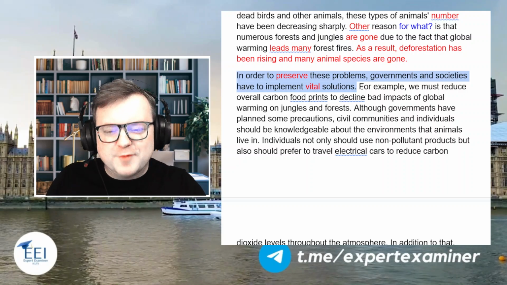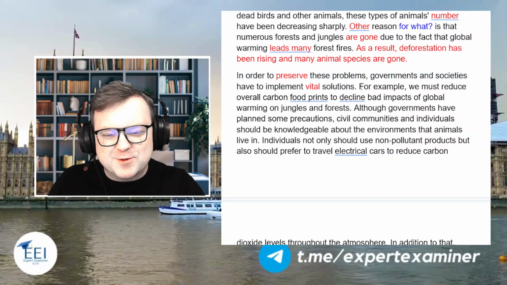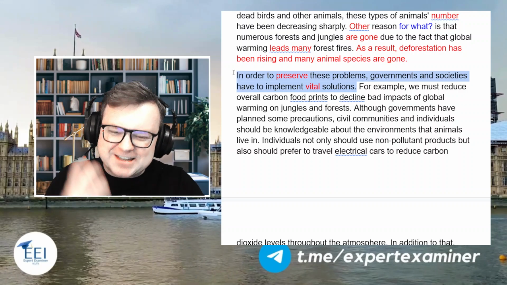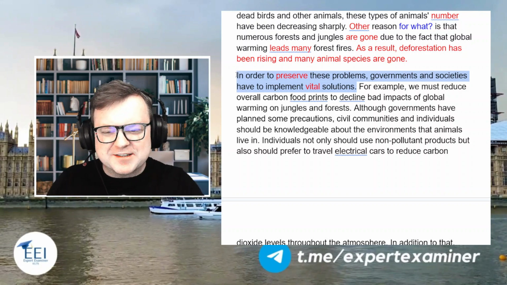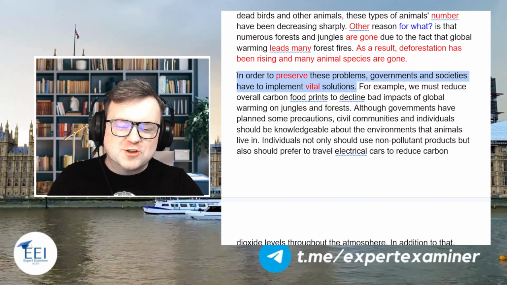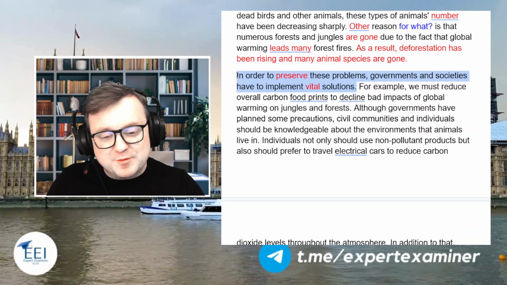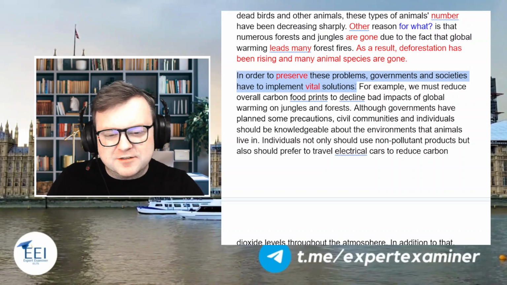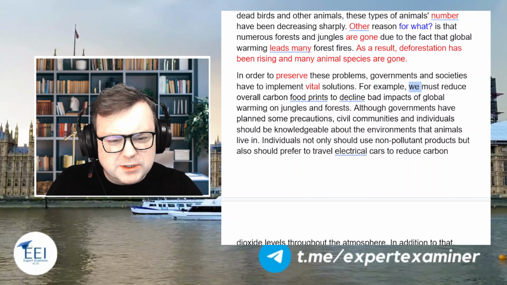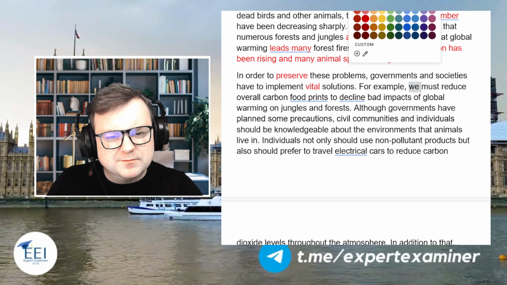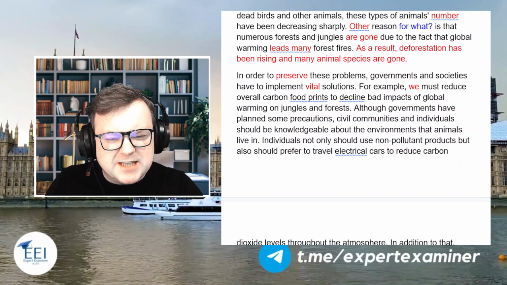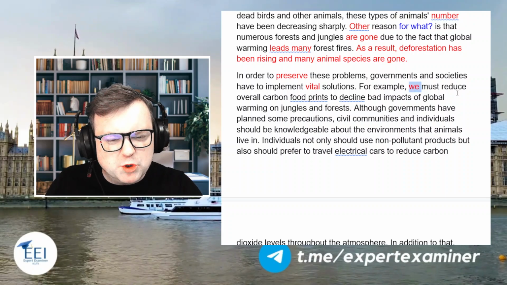Start the paragraph by talking about one of those solutions. We are wasting a sentence here. And that first sentence, it's called the topic sentence. That first sentence of a paragraph is so key. Topic sentences don't always have to be the first one, but in 80% of cases they are. For example, we must reduce. It's a little bit personal. Academic writing tends to be more impersonal. We have this personal pronoun we.